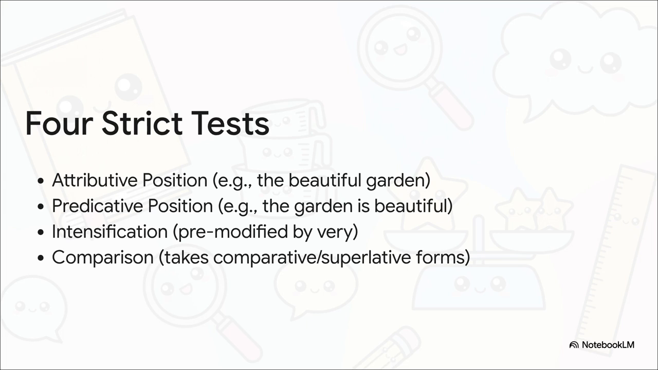Now, a word like hungry easily passes all 4 tests, making it a central adjective. But words that only pass some of these tests, we call those peripheral. Think of the word utter. You can definitely say utter nonsense in the attributive position, but you cannot say the nonsense is utter. It just sounds wrong. Or the word asleep, which only really works predicatively. You can say the boy is asleep, but absolutely no one says the asleep boy.